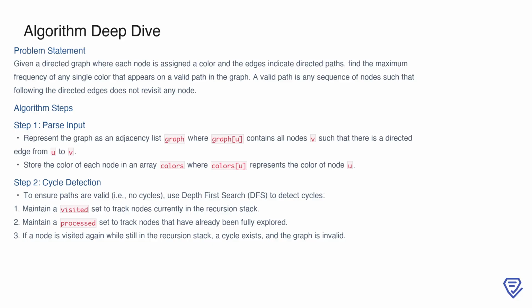Since valid paths cannot revisit nodes, we must ensure the graph is a directed acyclic graph, or DAG. Using depth-first search, we maintain two sets, one for nodes currently in the recursion stack, called visited, and another for nodes that have already been fully explored, called processed. If we encounter a node that is still in the recursion stack, it means there's a cycle in the graph, making it invalid for this problem. Only if the graph is acyclic can we proceed to the next steps.